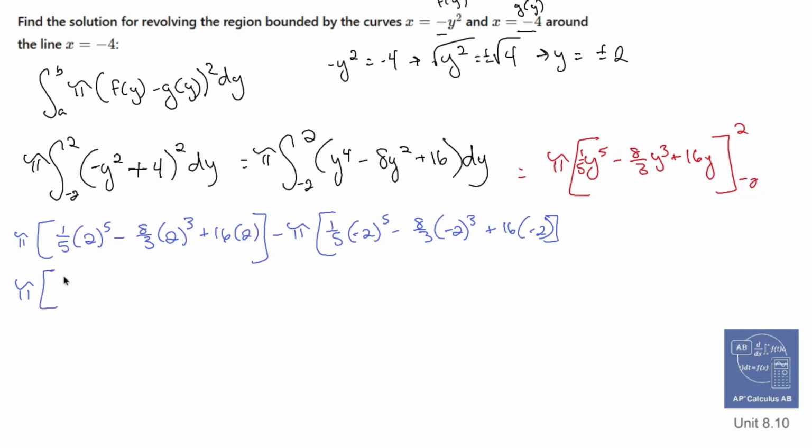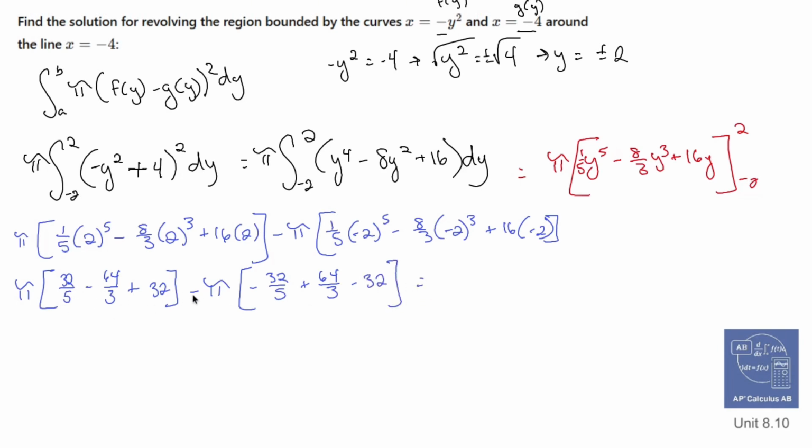What do we have? 2 to the 5th is 32, so 32 over 5, minus 8 times 8 is 64 over 3, plus 32. And these numbers are going to be the same, just the opposite versions of that: negative 32 over 5 plus 64 over 3 minus 32.